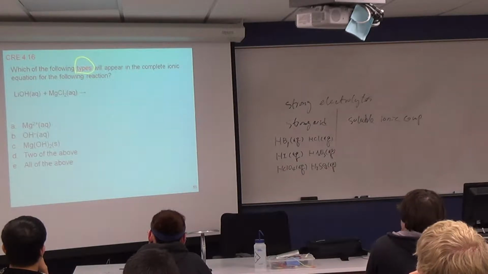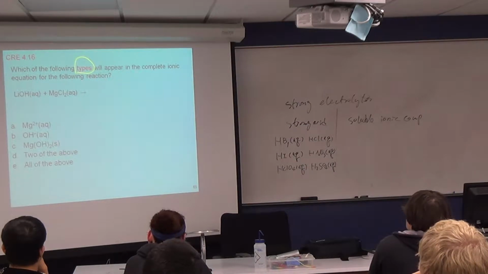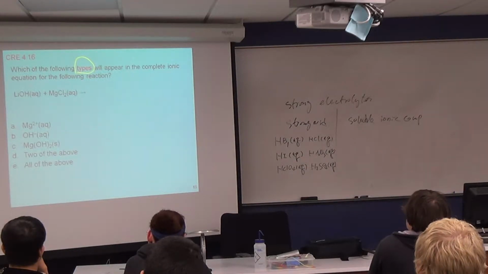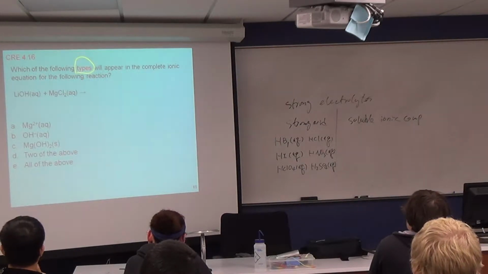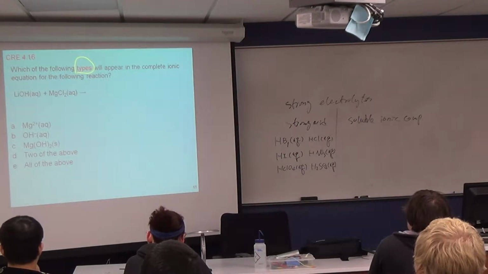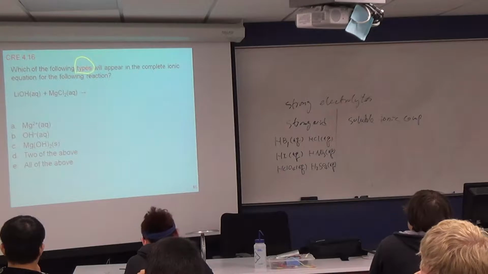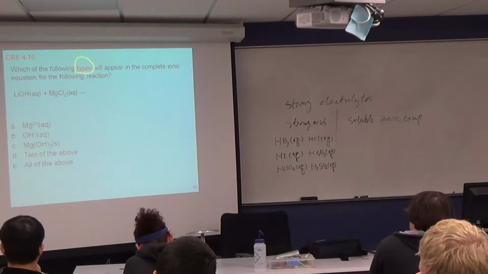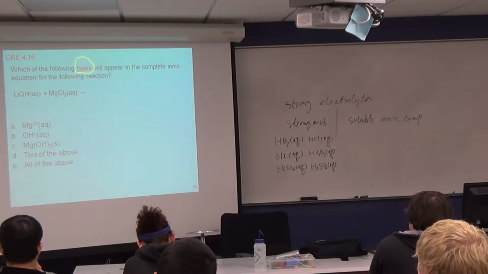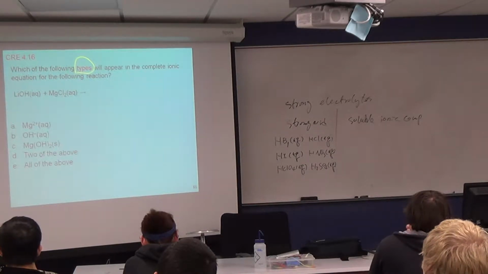So you'll be able to predict what the products will be. Use what we did in the first example. Get two ions from LiOH: Li is 1 plus, OH is 1 negative. Put those on top. At the bottom, we'll put Mg 2 plus and Cl 1 negative, and do a cross.